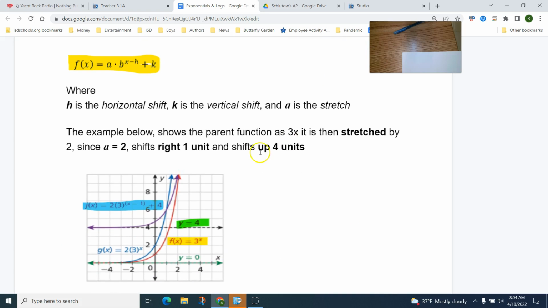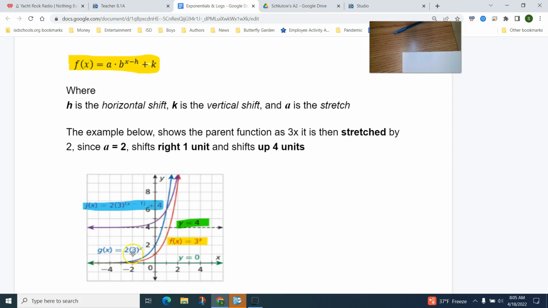And so I've got an example here. Oops, that should be 3 to the x. The example below shows the parent function of 3 to the x. It is then stretched by a of 2. So there's a stretch. Here's the base right there, 3 to the x. That's written properly. That is not. And then it has a stretch of a of 2. So now it's 2 times 3 to the x.